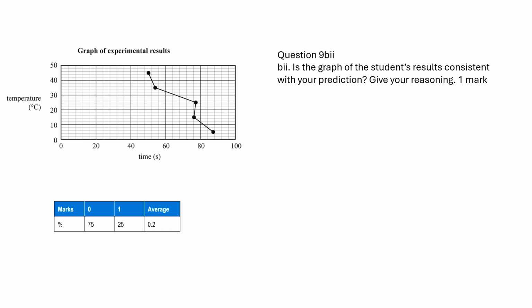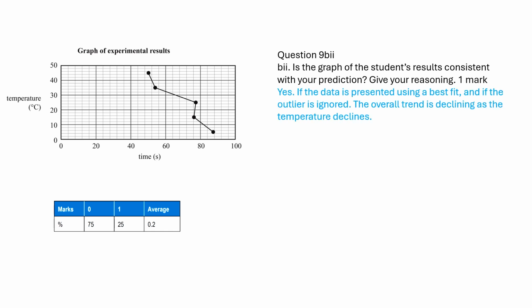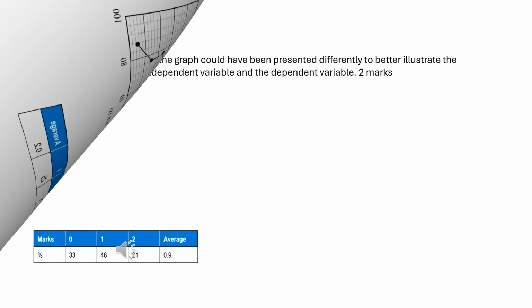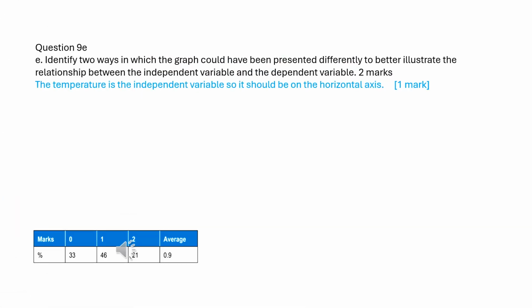Yes. If the data is presented using a best fit, and if the outlier is ignored, the overall trend is declining as the temperature declines. The temperature is the independent variable, so it should be on the horizontal axis. The rate of reaction, the dependent variable, should be on the vertical axis.